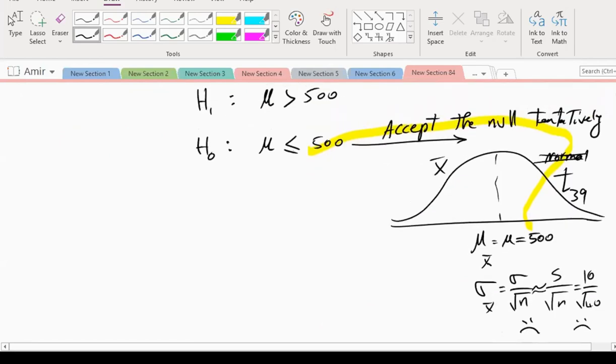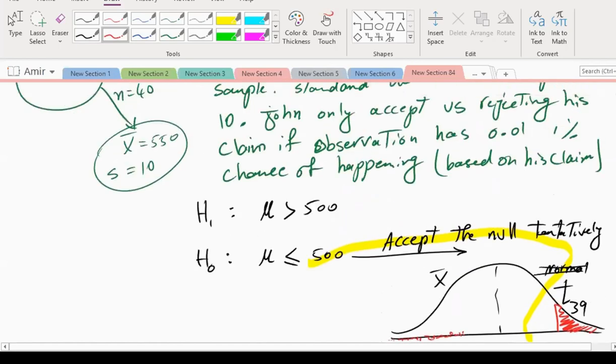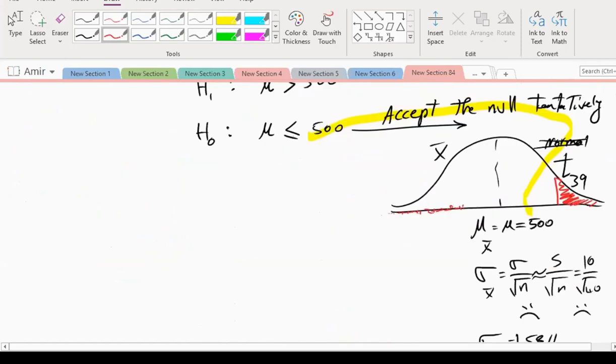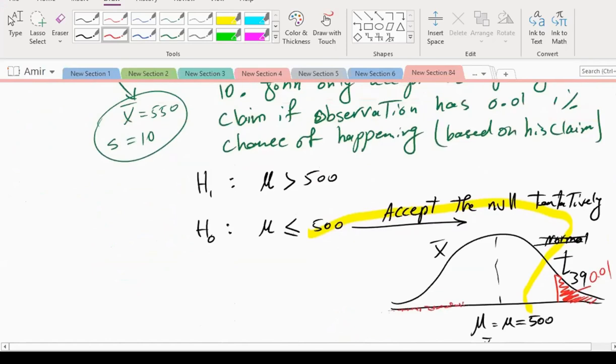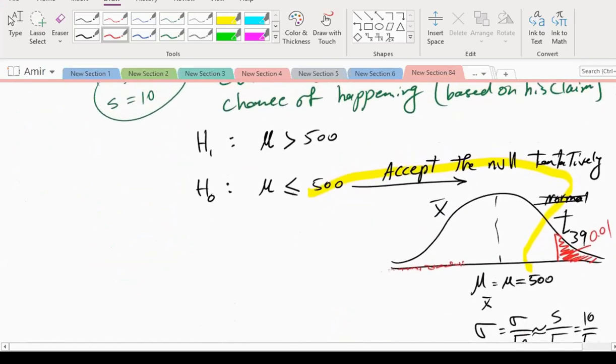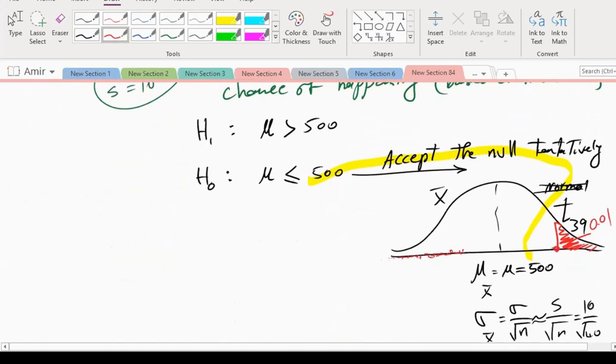So now we have to find out what can happen that will enable us to reject the null. If we get something very less than 500, can we reject the null? A lot less than 500, if that happens? No, because the null says it is less than or equal to 500, so these are all fine. But if we find something on this side, we can reject the null. And this guy is a stubborn guy. He said that I only accept rejection if that chance is 1%. So please go to the T distribution, look at the one tail in row 39, and tell me what would be the rejection area.